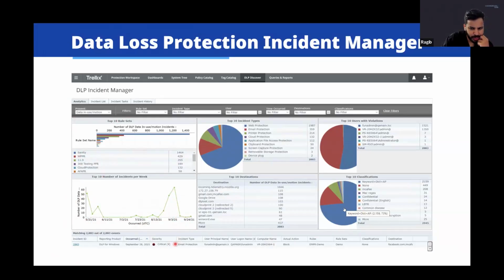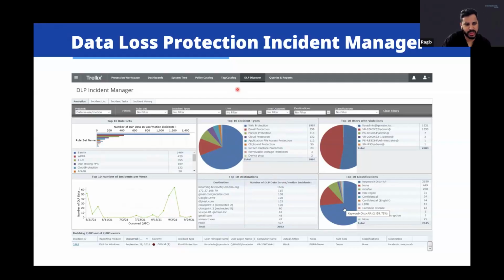Then what else can we see? And here we can see different types of incidents that are broken down by types. We have web protection, email protection, printer protection. So you know exactly where your data risks are coming from. Notice how the web protection dominates with 1987 incidents. That tells you where you should focus your security efforts, right?